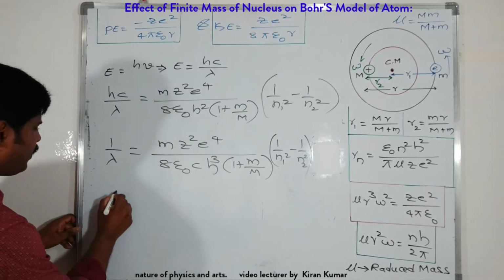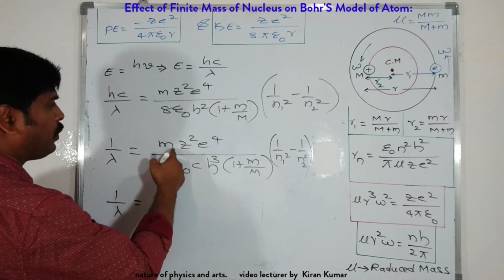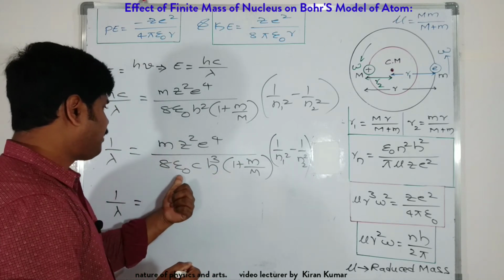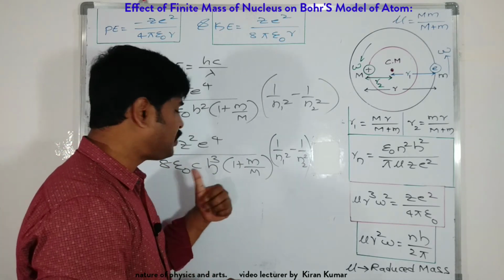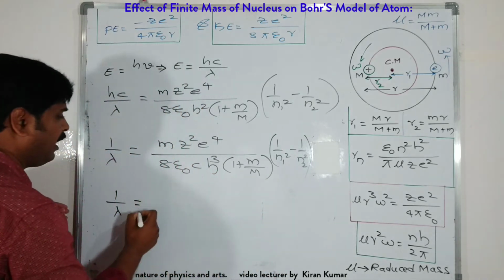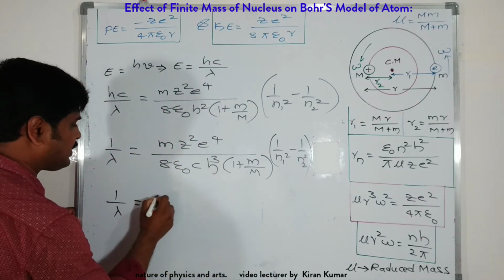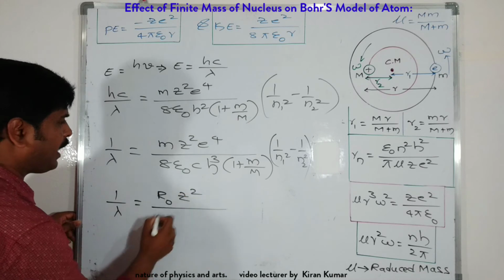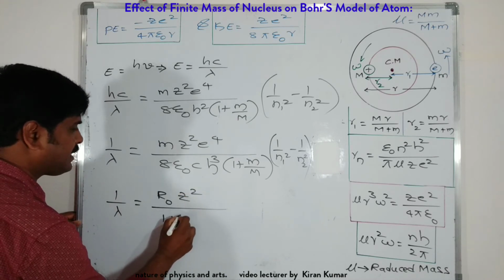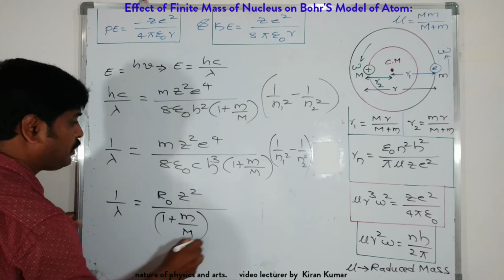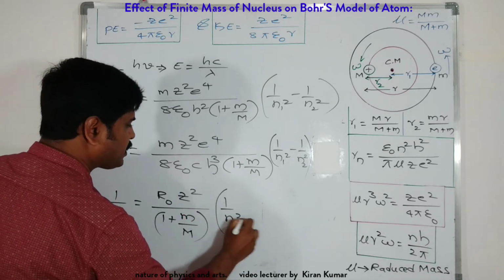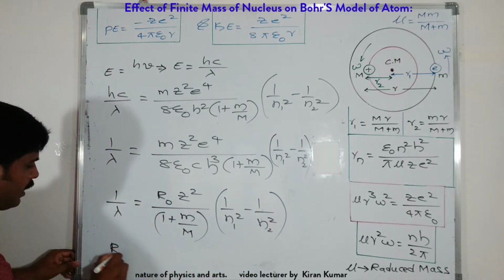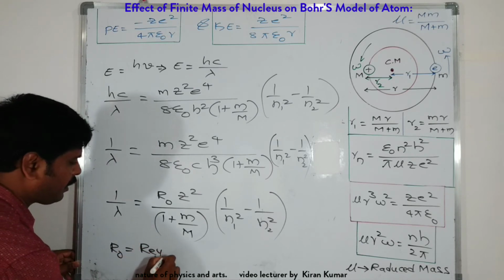That is 1 by lambda, which is equal to, where m is the mass of the electron, e is the charge of the electron, epsilon naught, c is the velocity of light, and h is Planck's constant. Replacing these, we will get the Rydberg constant, taken as R naught, into Z square whole divided by 1 plus small m divided by capital M, into 1 by n1 square minus 1 by n2 square. Here R naught is the Rydberg constant.